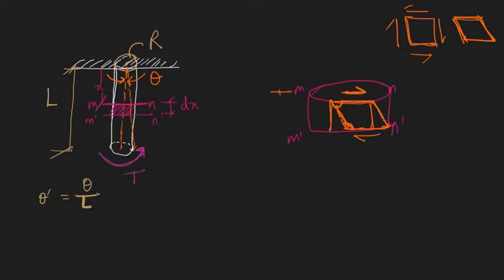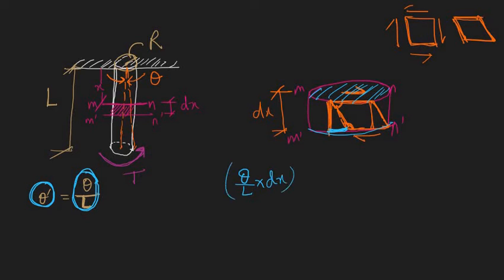And what is this length? This length is dx. And what is this deformation? Can you define this? Well, theta dashed was the angular twist for unit length. So with respect to this top edge, what is the angular twist of this bottom edge? That is theta by L times dx, because the change in length is dx. So this is the total angular twist.